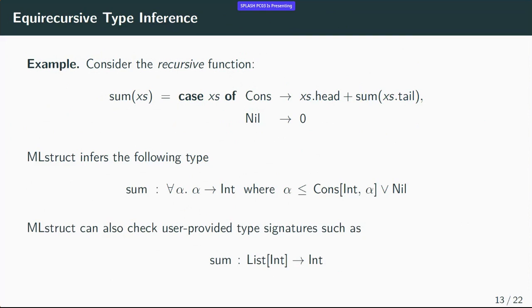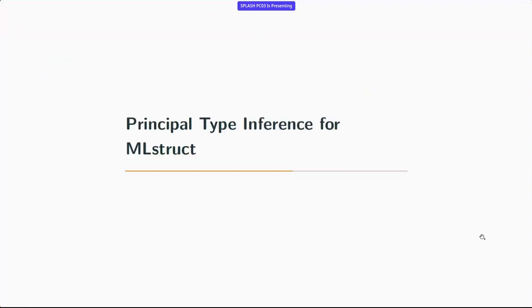So we can actually ask MLstruct to make sure that this sum implementation conforms to the signature that we may want to provide. Okay, so this structure basically matches the list structure, the list recursive type.